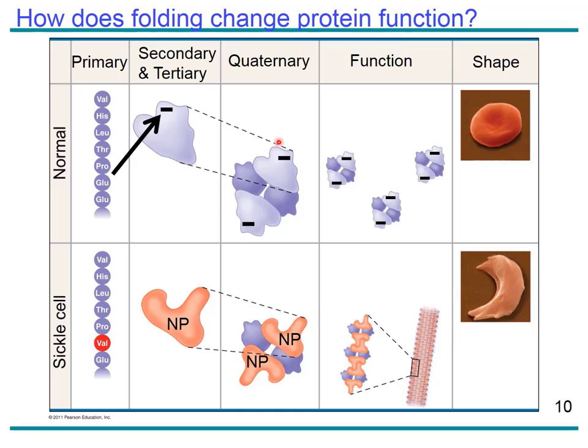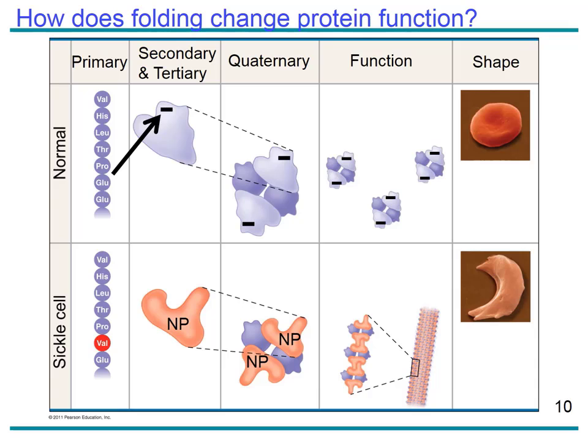That's going to cause a difference in the structure of that final functional protein, which is going to cause a difference in how those proteins sort themselves or distribute themselves within the cell, and that's going to cause a difference in cell shape, which causes a difference in how well red blood cells bind to oxygen.